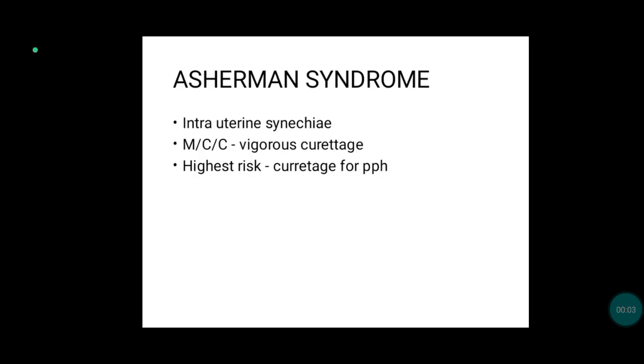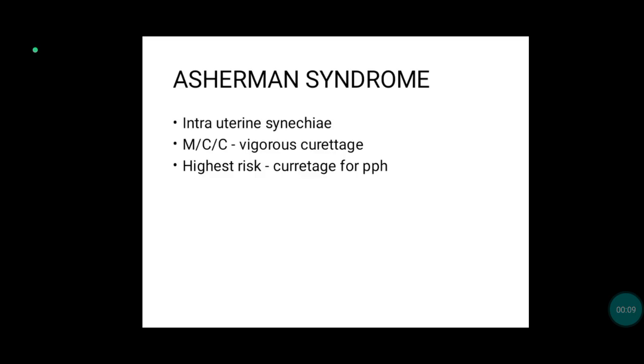Asherman syndrome means intrauterine adhesions or intrauterine synechiae, and the most common cause of Asherman syndrome is vigorous curettage. When vigorous curettage is done, the basal endometrium is destroyed and there will be a raw surface which can lead to adhesions. And the highest risk for Asherman syndrome will be curettage for PPH.